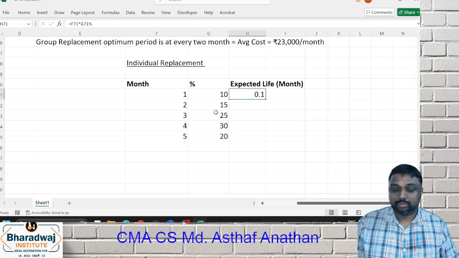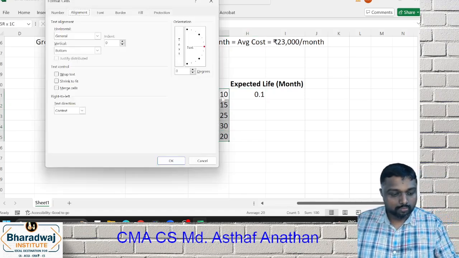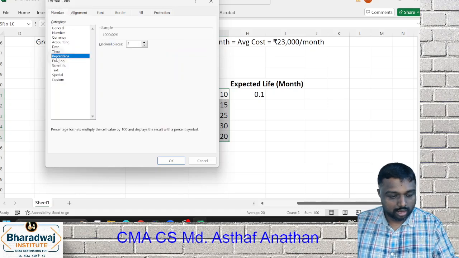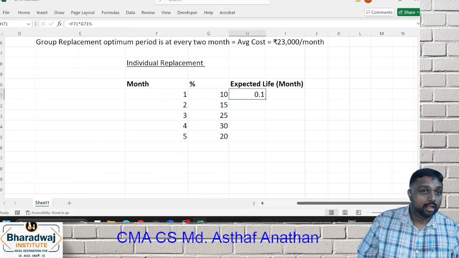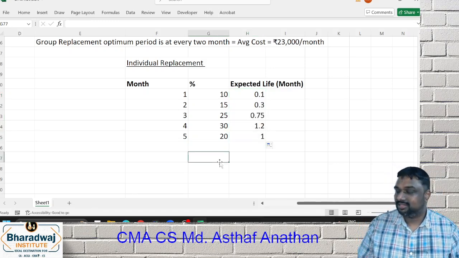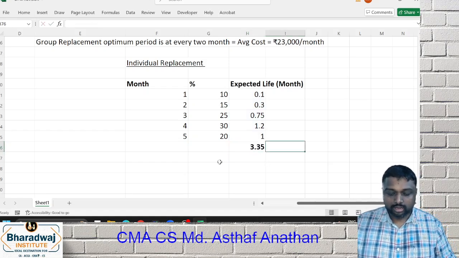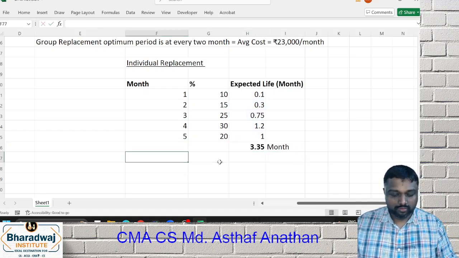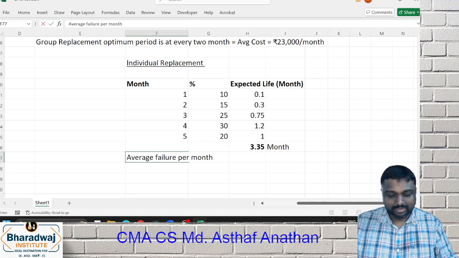So this is percentage. Please don't multiply by 10. These all are percentage only. I have already adjusted the percentage. So you get this. Now you can add all these. Expected life is 3.35 months. Now we will get average failure per month. Answer is over. We have a total of 1000 bulbs, 3.35 months life.